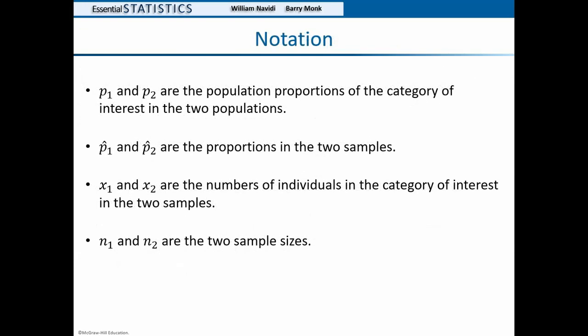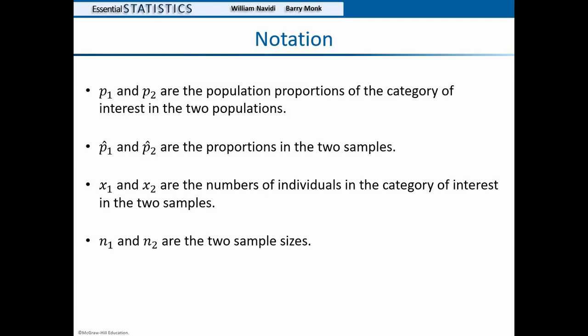So here's the notation we're going to use throughout this section. P1 and P2 are the population proportions of the category of interest in the two populations. So P1 is a population proportion, P2 is the population proportion for that. P1 hat and P2 hat are the proportions in the two samples. So P1 hat would be for our first age group, and then P2 hat would be the proportion for that second sample.